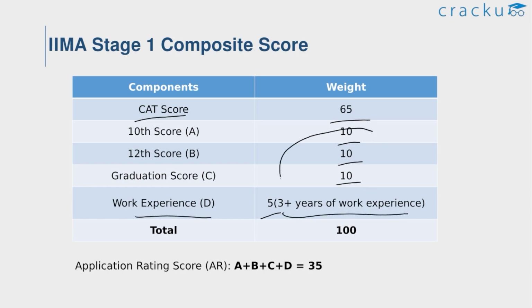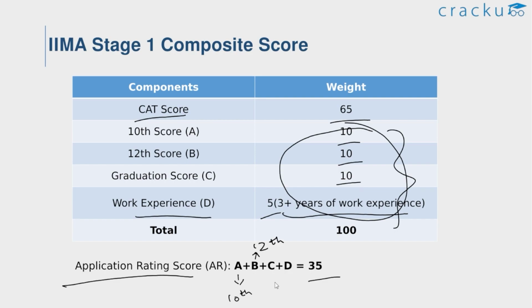Let us see how they come up with these points. They will consider a term called application rating score with 35 points. So these are the 35 points. Here the A refers to the score of 10th marks, and B refers to the score of 12th, and C refers to the score of graduation, and D refers to the score of work experience.